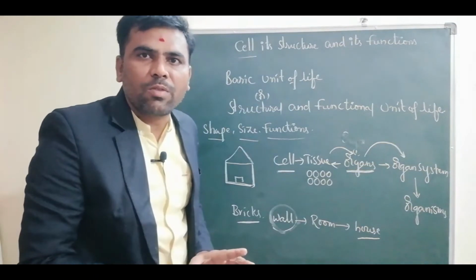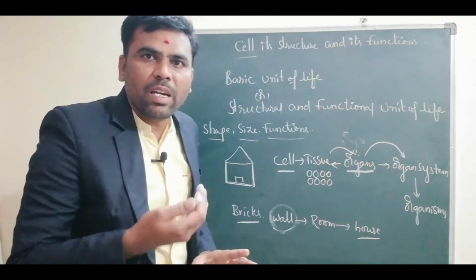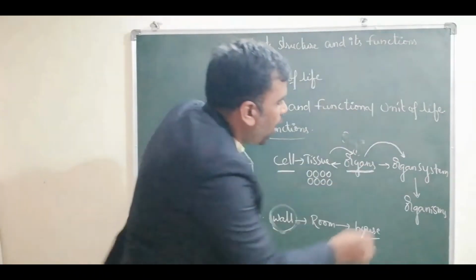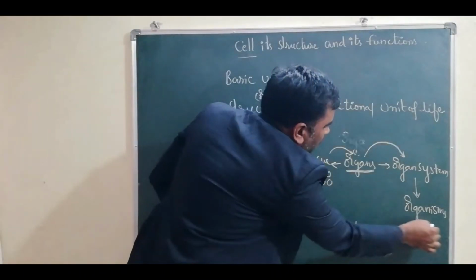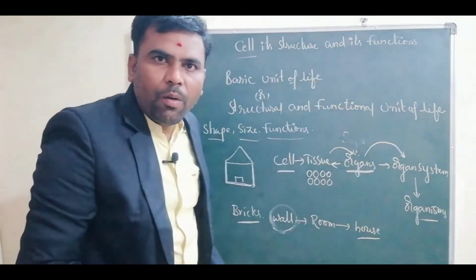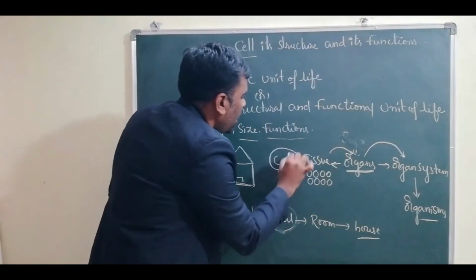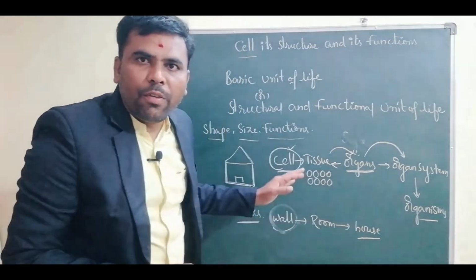For example, digestive system, respiratory system, excretory system, nervous system. These are the different systems. All these systems together make the organism. But here, what is the basic unit of life? The cell is the basic unit of life.